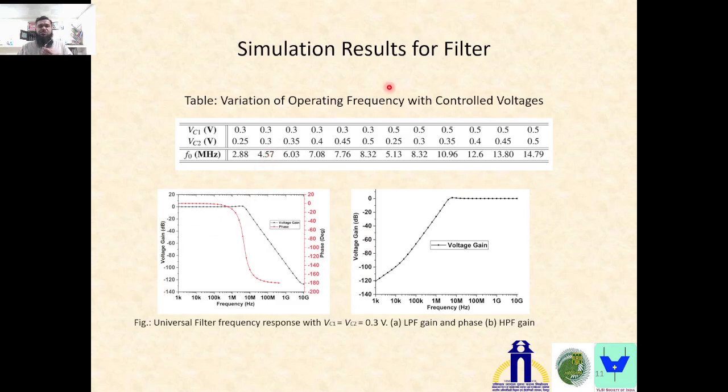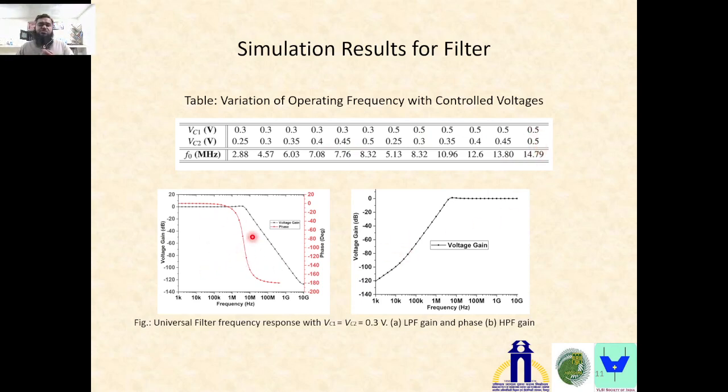These are the simulation results for the universal filter. This table provides us the varying nature of the operating frequency when we put different values of VC1 and VC2. We have achieved a maximum operating frequency of 14.79 megahertz at VC1 and VC2 equal to 0.5 volts.